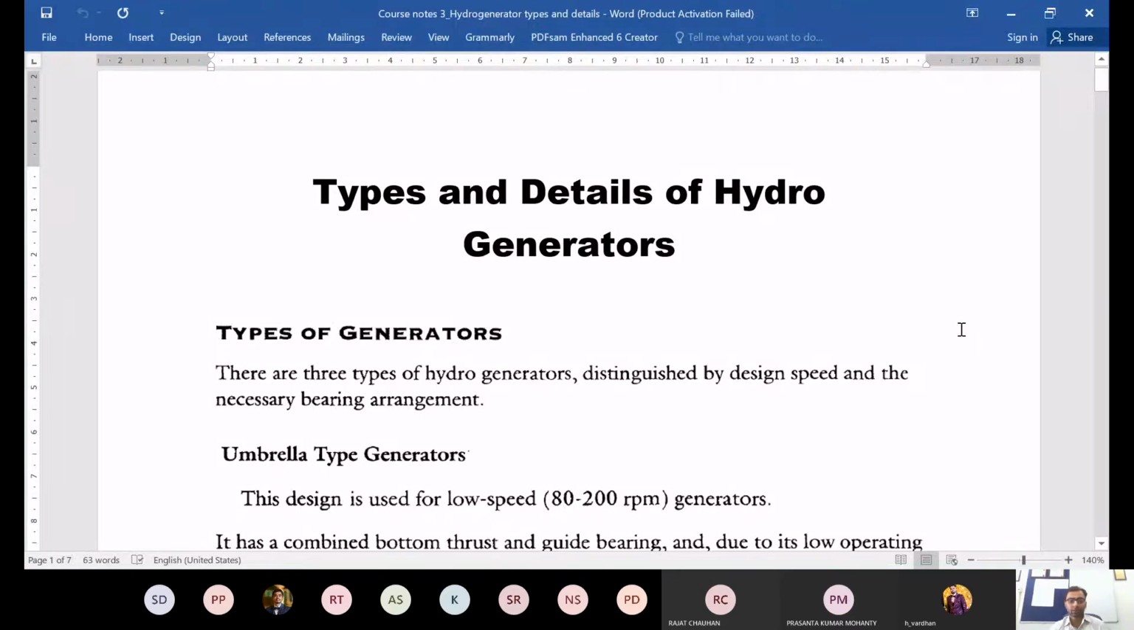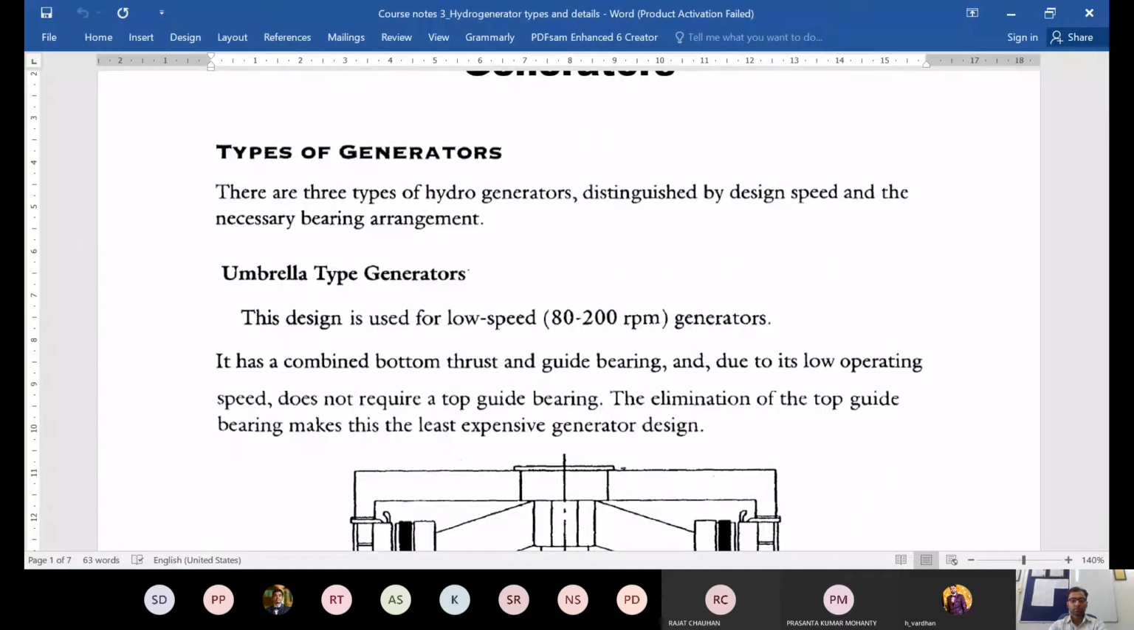I hope this file is visible, the Word file. Yes, sir. It's visible, sir. Okay.